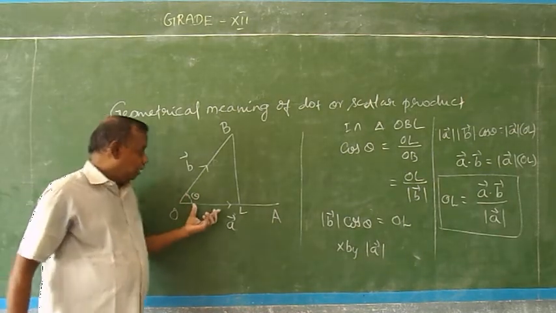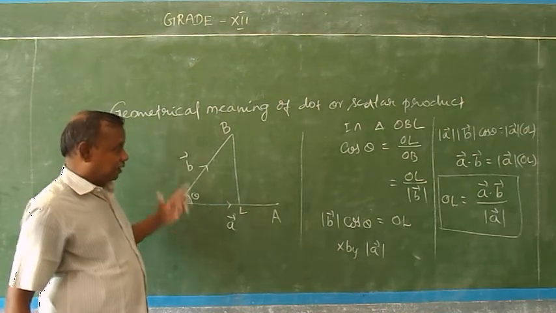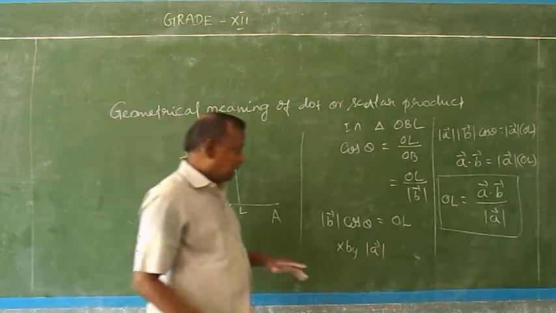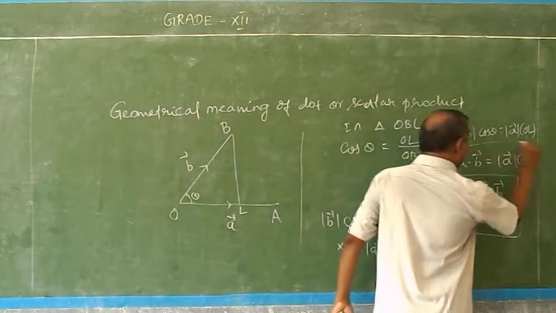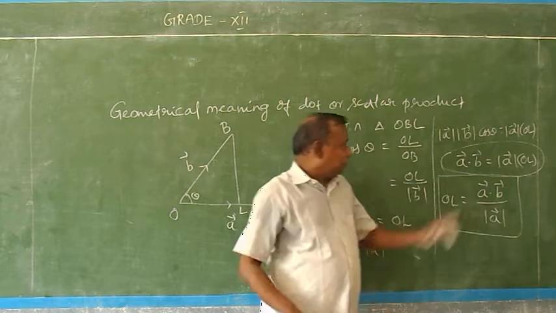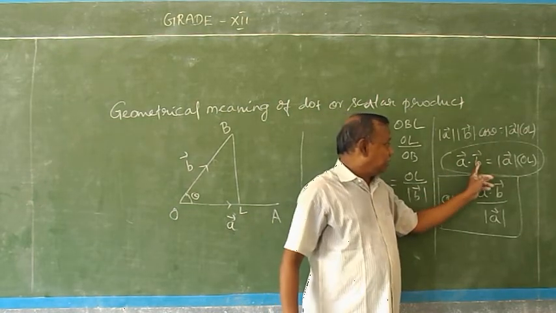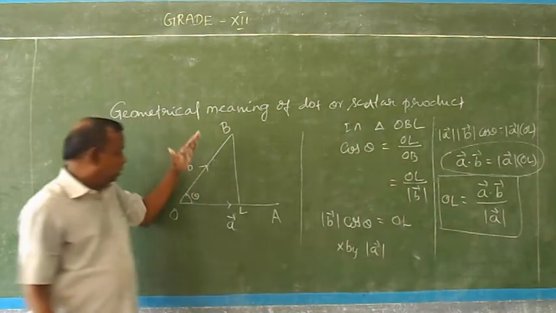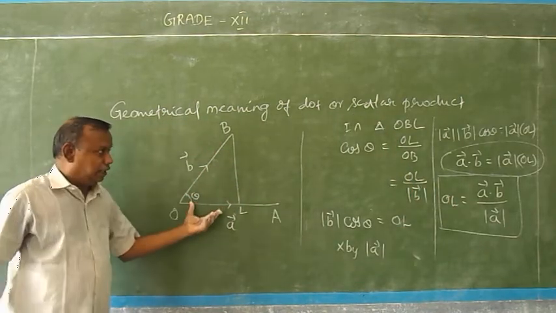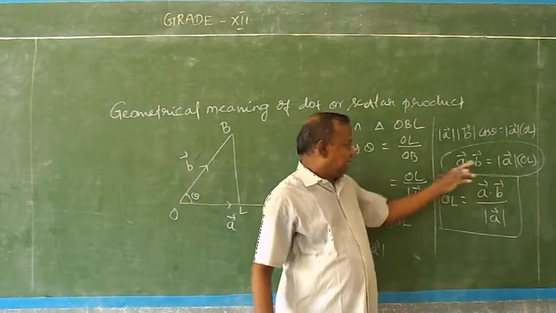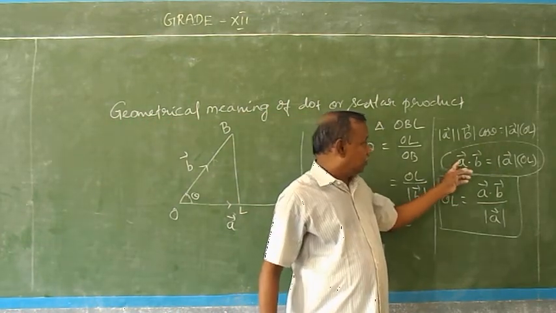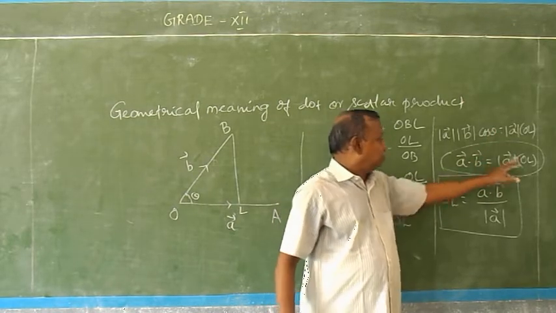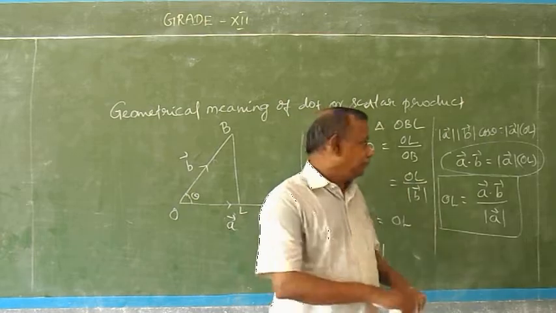that is the OL is the projection of B vector on A vector. Therefore, the dot product A dot B is the product of the first vector and the projection of the second vector. The projection of second vector, that means the projection of B vector on A vector, is OL. Therefore, the OL is the projection of second vector on first vector. Therefore, dot product is a product of modulus of the first vector and the projection of the second vector. It is the geometrical meaning.